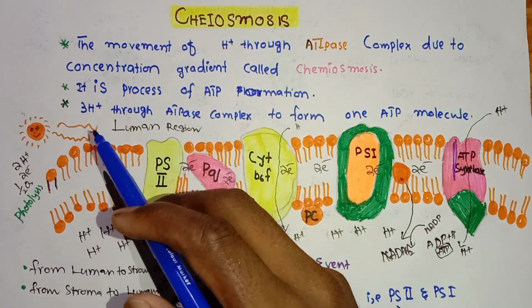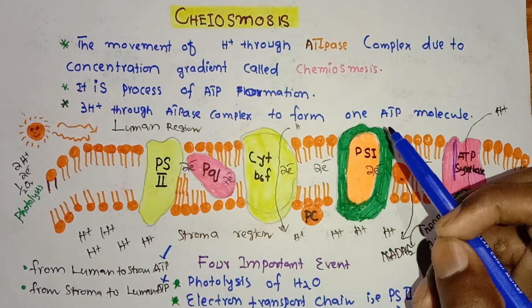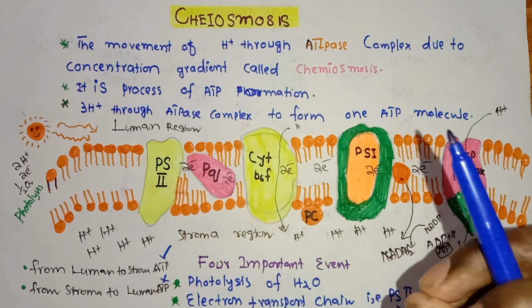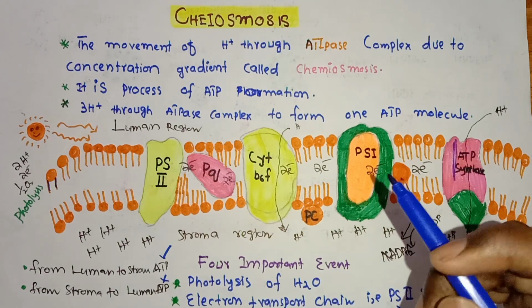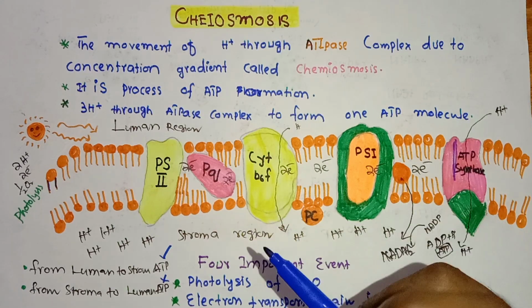Now here three hydrogen ions pass through the ATPase complex to form one ATP molecule. One molecule of ATP requires three hydrogen ions. So those three hydrogen ions make one molecule of ATP.